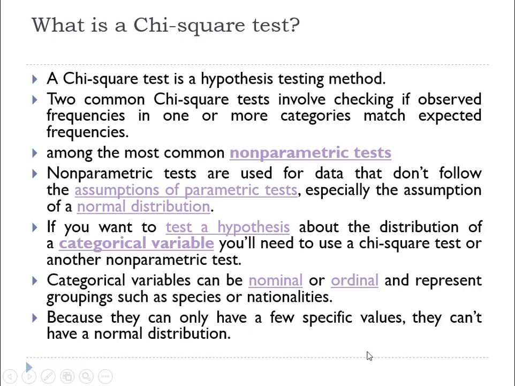So to quickly summarize, chi-square test is a non-parametric test. It can be used when the data sets have very few specific values, when the data sets have categorical values like nominal values or ordinal values, and also when the data sets don't follow a normal distribution or any of the assumptions which a parametric test normally has.